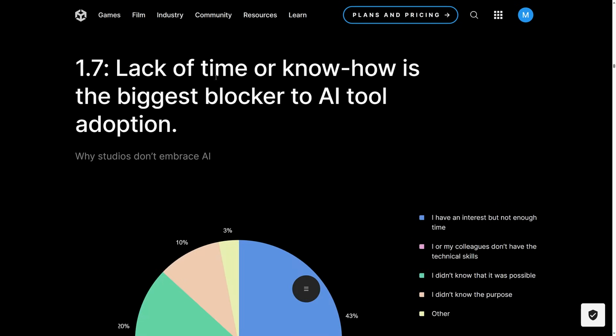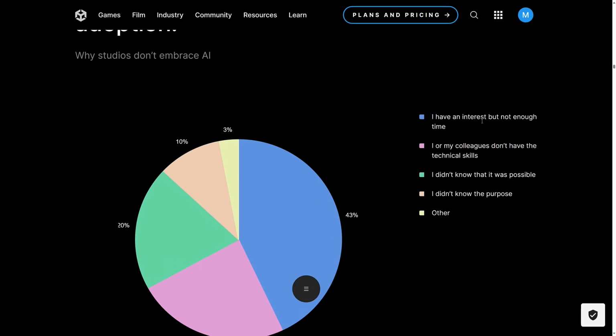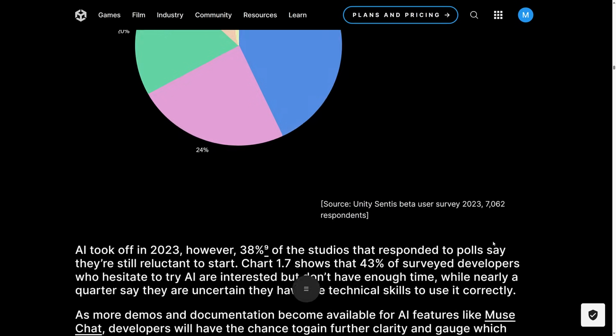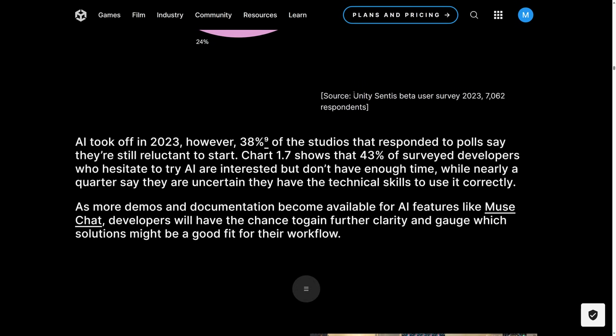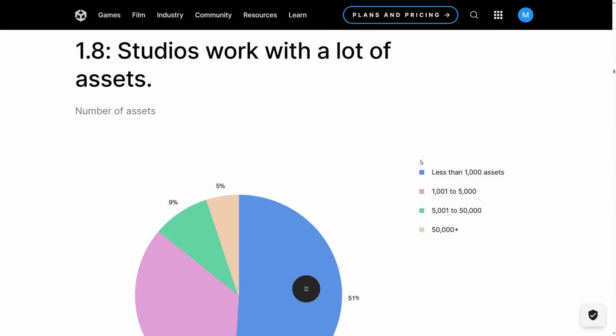Biggest reasons why people aren't using AI adoptions: have an interest but not enough time; I or my colleagues don't have the technical skills; I didn't know what is possible; I don't know the purpose; other. I find it hard to believe that moral reasons isn't on there, but again, this is going to people that are using Unity, so it's a self-selecting group.